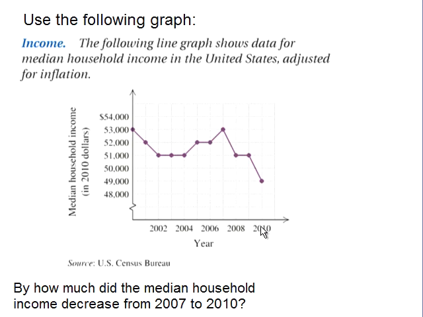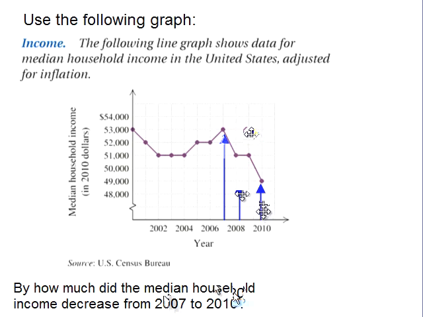So looking carefully at our graph, we see that the horizontal axis represents the year. And since we want to know something about 2007 and 2010, we'll start by marking those years. So in 2007, I have an arrow here, and 2010.